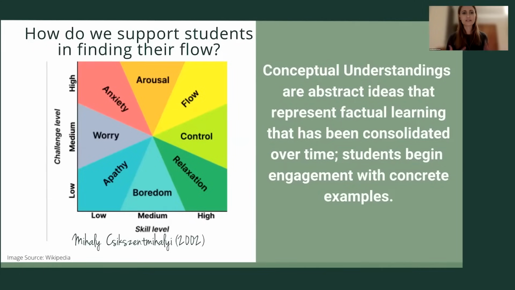What we want is synergy between the challenge level and the skill level. And by starting with the factual content, we can scaffold that over time. And Rachel will talk quite a bit more about the use of case studies to be able to do this.